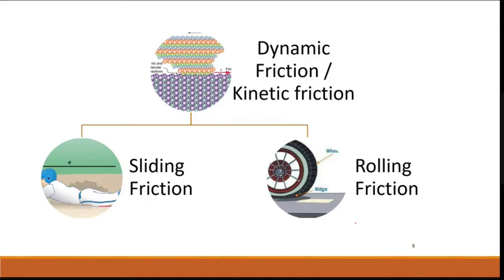Okay, so we can see examples. Tires and bearings all come under rolling friction. Sliding friction is what we see in, for example, a skateboard, or any other object. Whatever is moving, when it slides, we call that sliding friction.